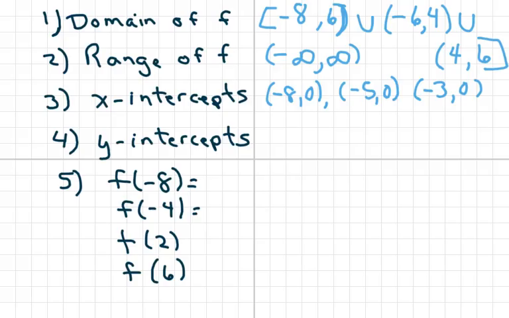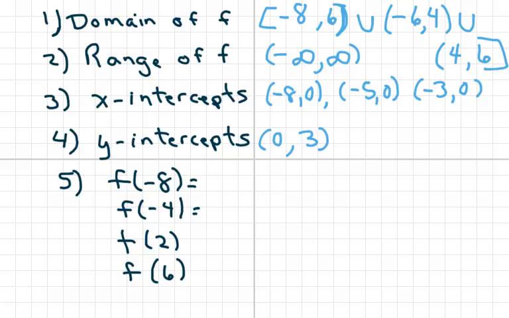All right. Now, the y-intercept is when x is 0. So let's go back. And it looks like we just have 1. So that's 0, 3. And now you should know how to do function notation.